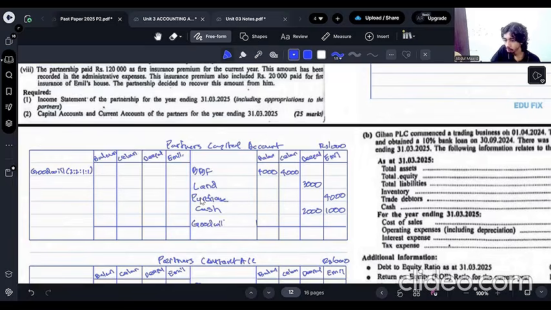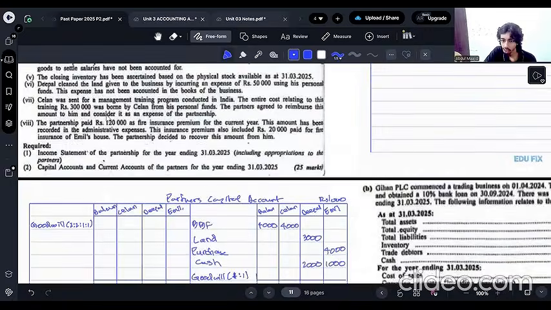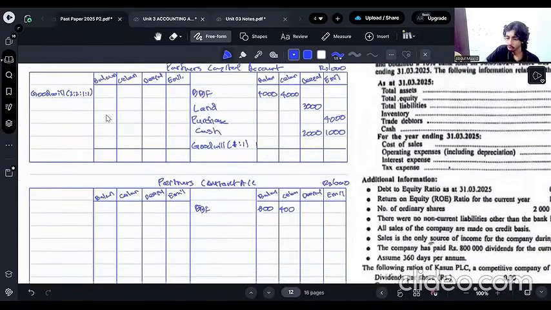Old ratio, Balan and Sheelan shared profit and loss equally, 1:1. So the goodwill amount is 2,400. If you are dividing equally based on the old ratio, 1,200 and 1,200. Based on the new ratio, 2,400 divided by 6 into 2, it will be 800, 800, 400 and 400. Done.